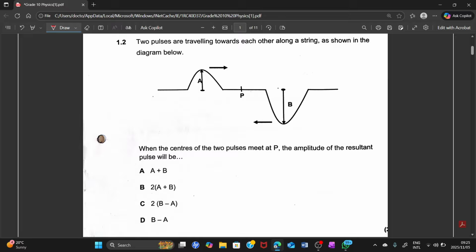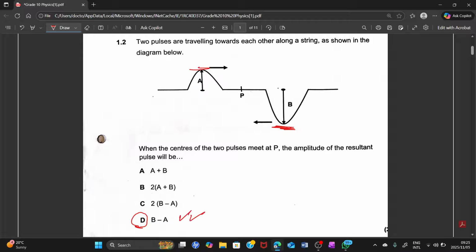let's see, these pulses are in opposite directions. Since they're like this, the bigger pulse minus the smaller pulse. So let's check the answers. Where are they? Oh, that is the answer. That is D. So the answer is D.